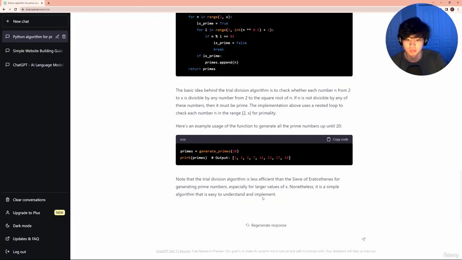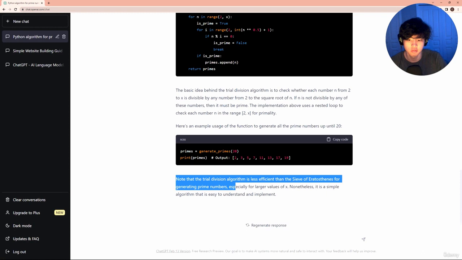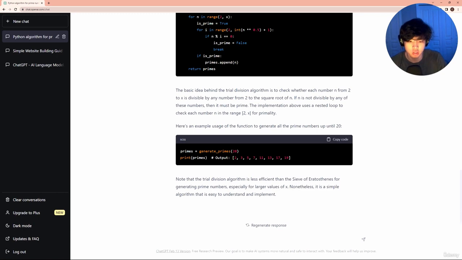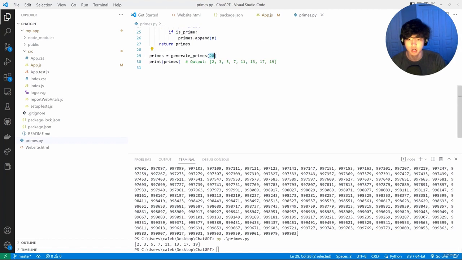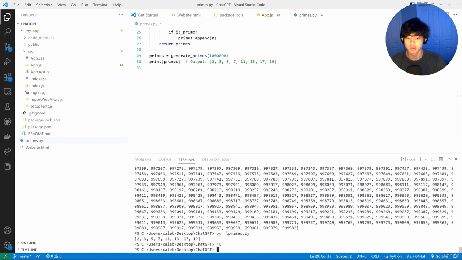So let's actually ask, so this is actually a footnote here that they include. Note that the trial division algorithm is less efficient than the sieve for generating prime numbers, especially for large values of x. So let's actually go ahead and try that out, right? Because earlier we went ahead and ran a million on the sieve version of this function. So let's try to run that with generate primes.